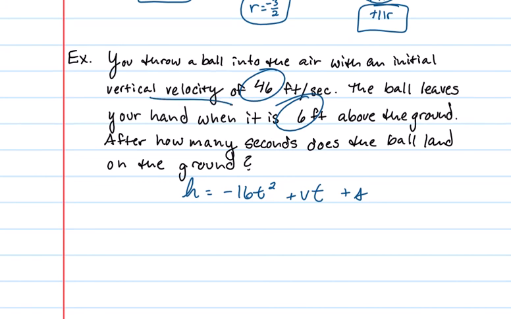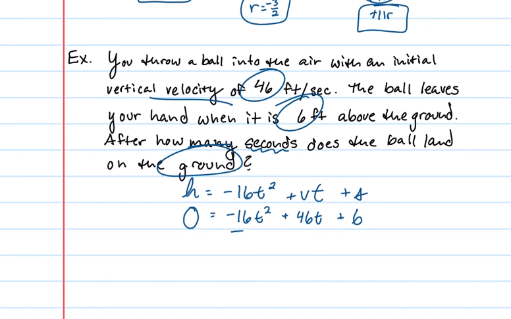And then there is another keyword all the way at the end. When it hits the ground, how many seconds? So, we are searching for time. So, we will not be plugging in anything for t. We need to plug in these numbers. So, vertical velocity is 46. I know that goes in for the v. I'm not plugging in anything for t here. And I want to know how many seconds it takes. Alright, when it hits the ground, well, what height is the ground? That is 0. So my ending height is going to be 0. And my initial height is that 6.